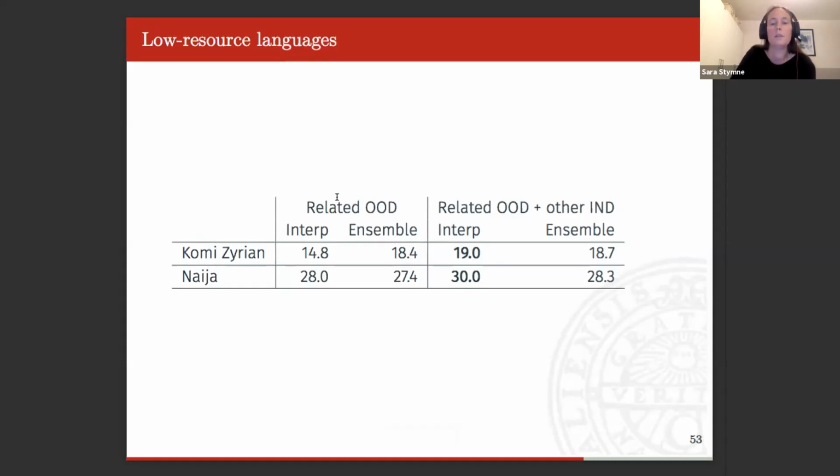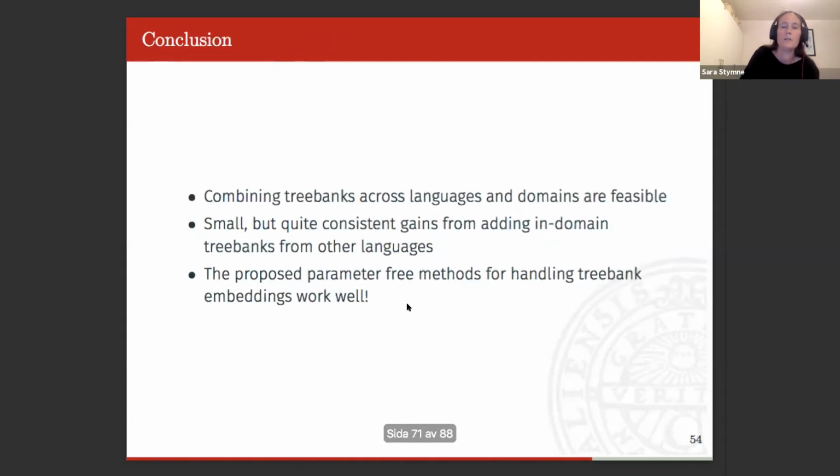So here is when we don't have any data from the same languages. We have to use out-of-domain data from related languages or neighboring languages. But when we add the other in-domain data, we see that we get improvement, especially again with the interpolation method, which is nice. So to sum this study up, combining tree lengths across languages and domains are definitely feasible. We see small but quite consistent gains from adding in-domain tree lengths from other languages. And the proposed parameter-free methods, especially the interpolation methods for handling treebank embeddings, work really well in this scenario, which is also nice.